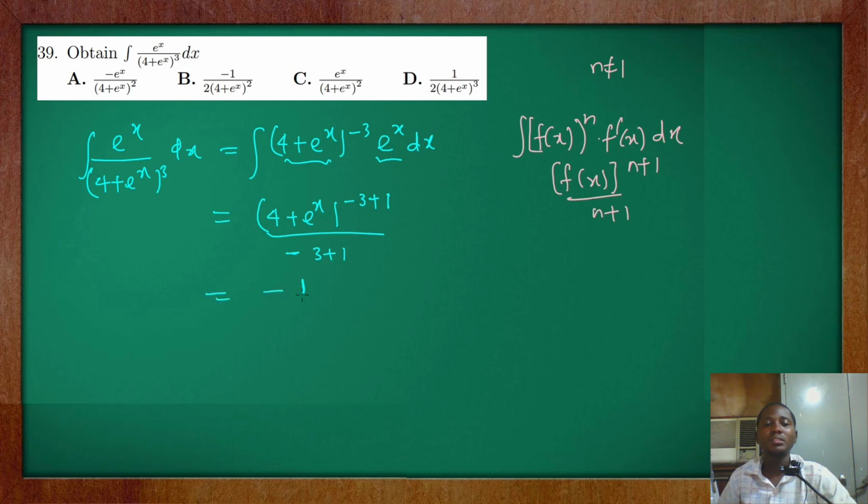Minus 1 over 2 open brackets 4 plus e raised to power x, then everything raised to power 2, because this will be minus 2, so that means this will just be 2. So that means the correct answer to this question is what? The correct option here is option B.